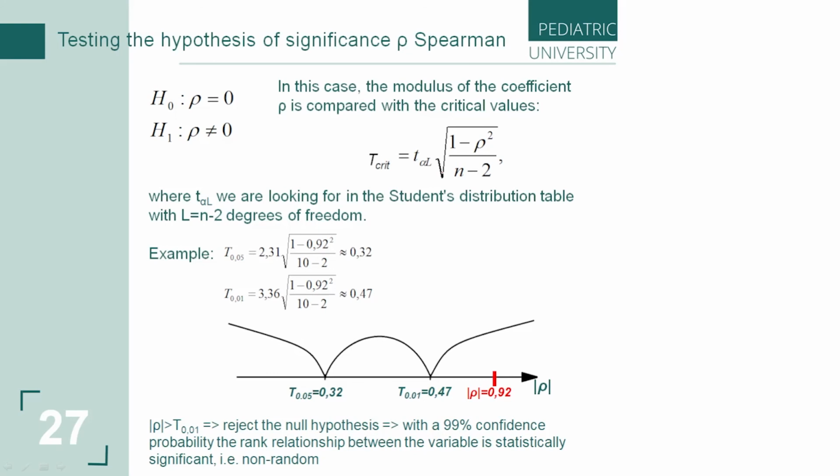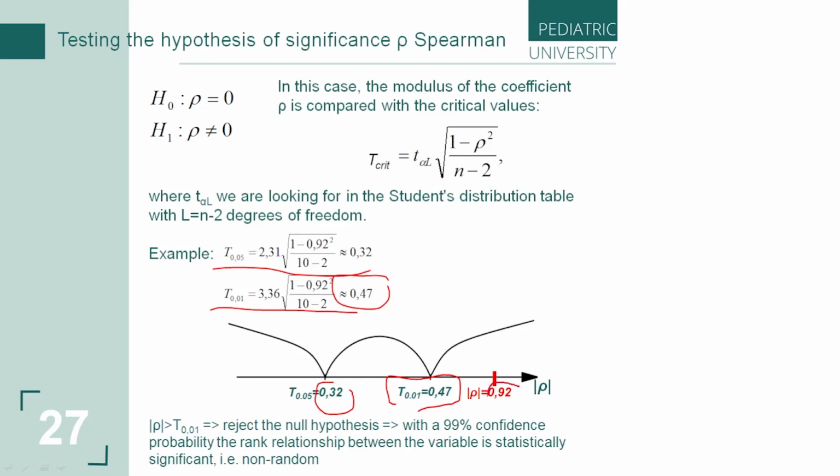Let's substitute our previously obtained values into this formula, and we get the critical value at the significance level of 0.05 will be 0.32. We should calculate it. And at a significance level of 0.01, the critical value will be 0.47, according to this formula and these calculations. Our absolute value of the correlation coefficient lies in the area to the right.